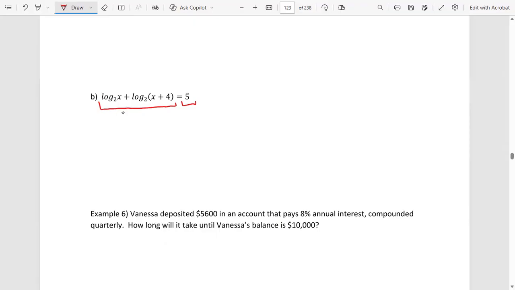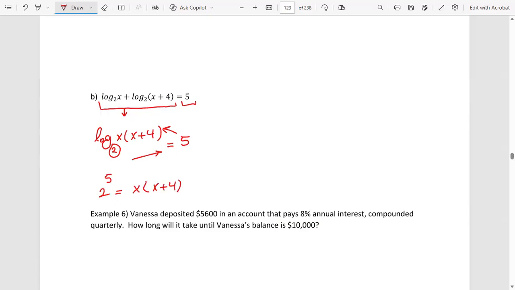Based on the properties of the log, when two logs are adding together, that means I have to multiply those two terms together. Now I have one single log on the left, a number on the right, so I have to convert it to exponential form by starting from the base and going in this direction. So we say 2 to the 5th power, which is equal to x times x plus 4.